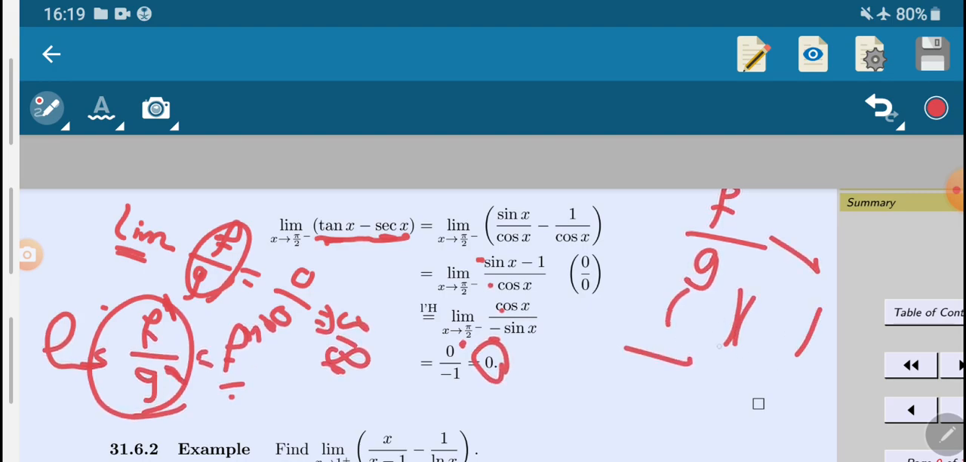If the function is a product, try to make it a division. If the function is addition or subtraction, try to make it also a division to use the L'Hopital theorem, which is appropriate and efficient for us.